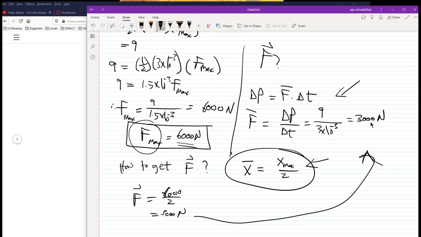Good. All right. That's all I wanted to talk about as far as impulse is concerned. Now I want to talk about collision, conservation of momentum.